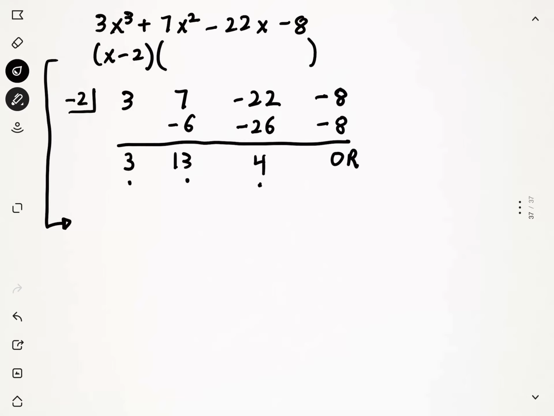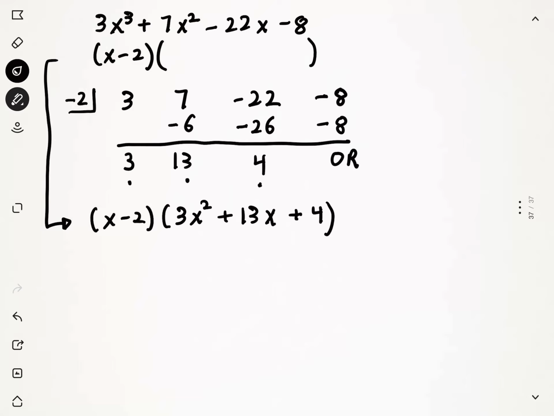Again, feel free to pause this video at any time if you think I'm skipping some steps here, just trying to make things nice and concise. But you can see right here that I now have a factor of x minus 2, and I'm left over with 3x squared plus 13x plus 4.